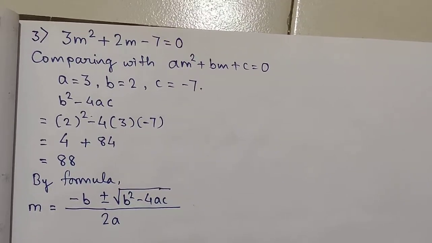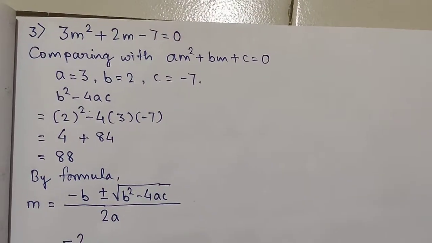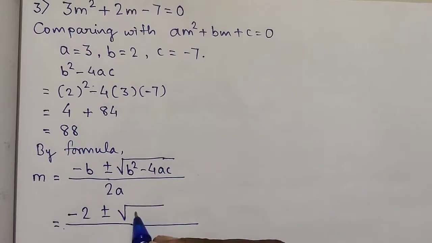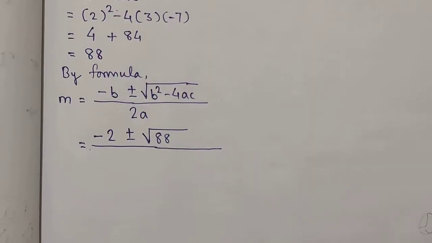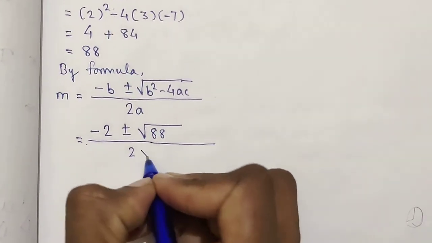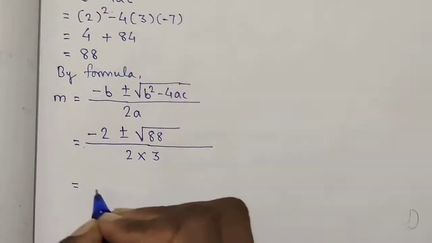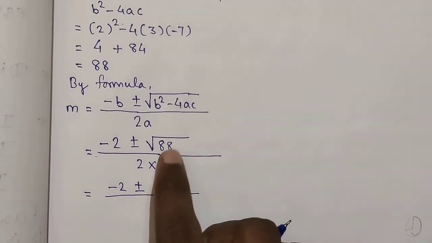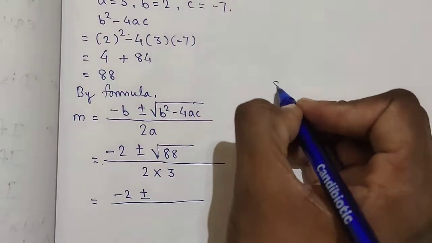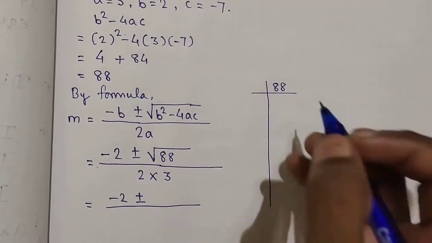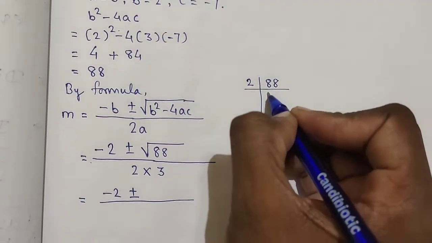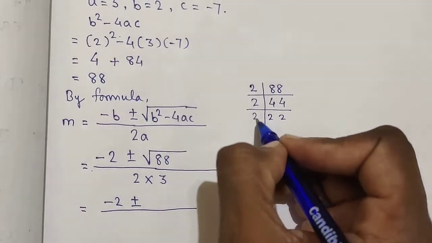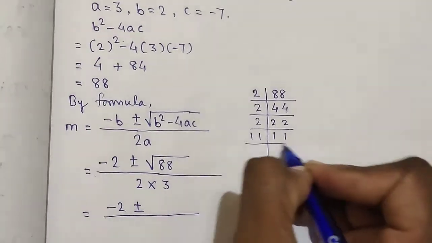Now let us put the values. Minus, now what is b? 2, plus or minus. Now what is b square minus 4ac? We got 88, upon 2 into, what is a? 3. Now let us simplify this. This is minus 2 plus or minus. Now we are going to factorize this 88. Okay, so let us factorize it. First do factorization by 2. 2 4s are 8, 2 4s are 8. Again by 2. 2 2s are 4, 2 2s are 4. Now 2 1s are 2, then finally 11 1s are 11.